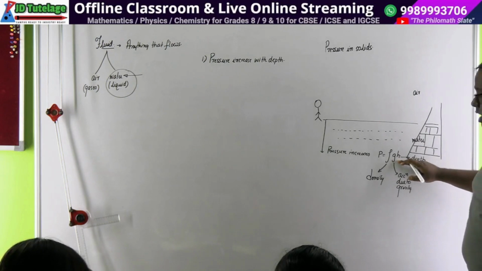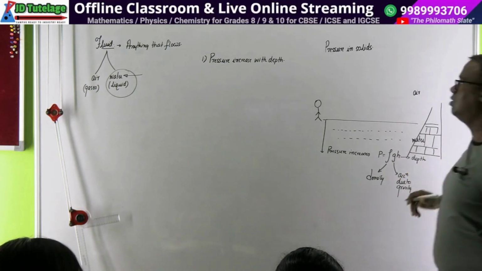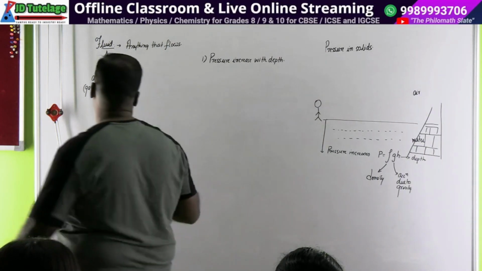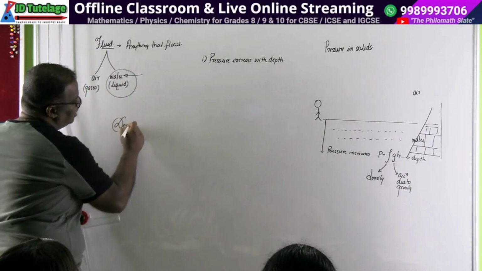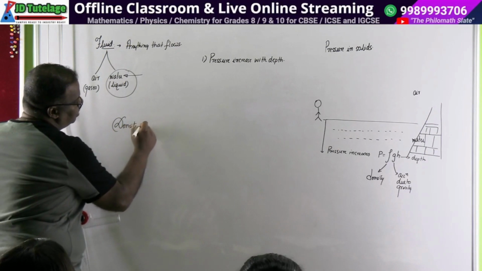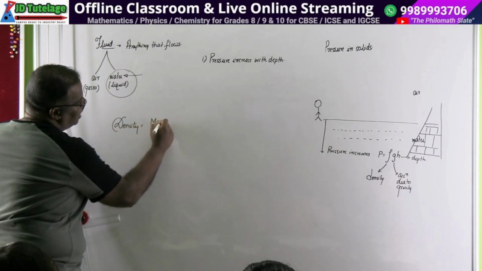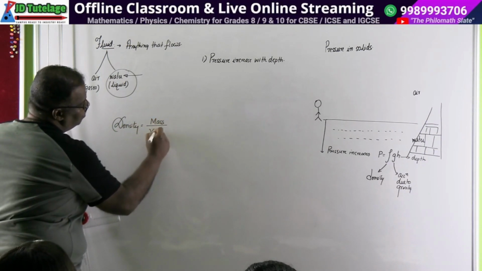Have you understood? Now the second question is, let's talk about density. CBSE has made a joke of this chapter. They have removed density. You should also know what is density. Density is a ratio. Density is the ratio of mass over volume.